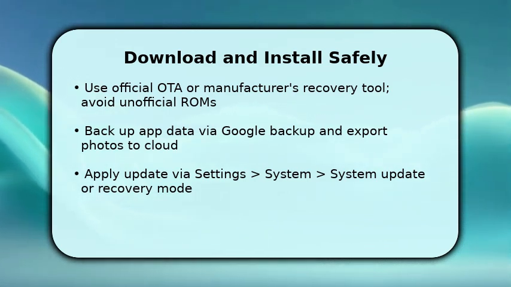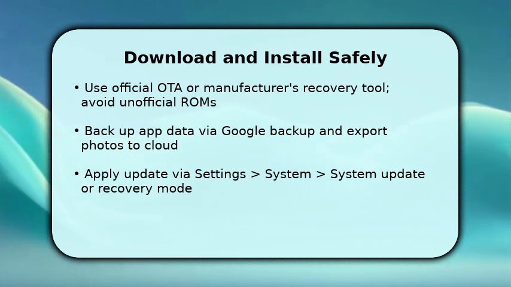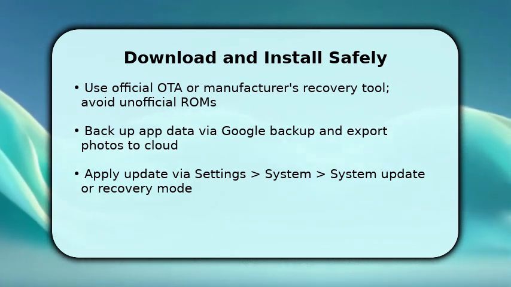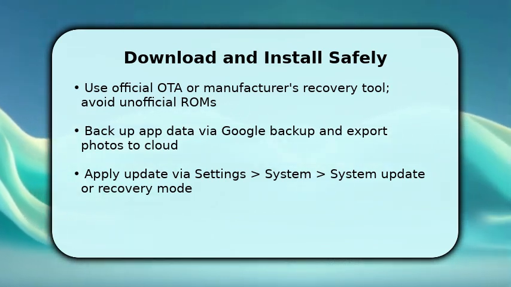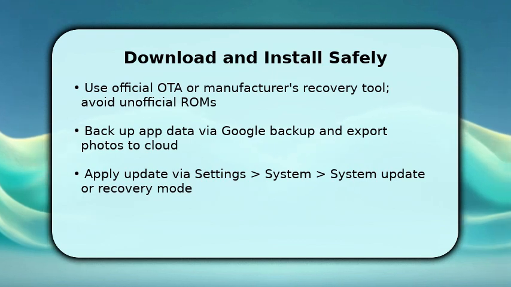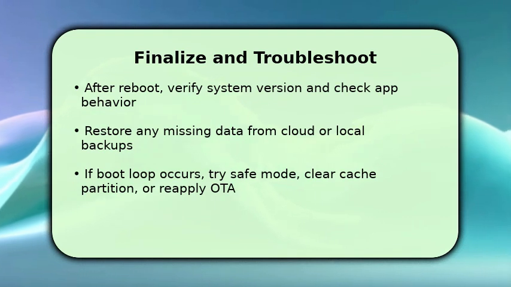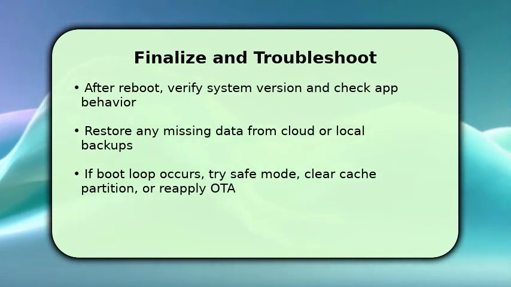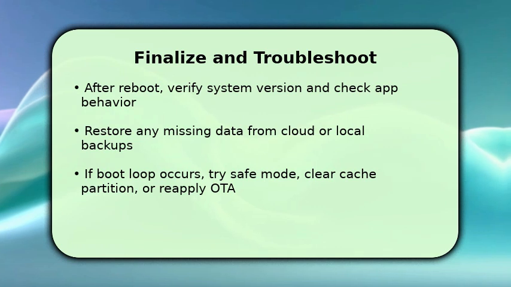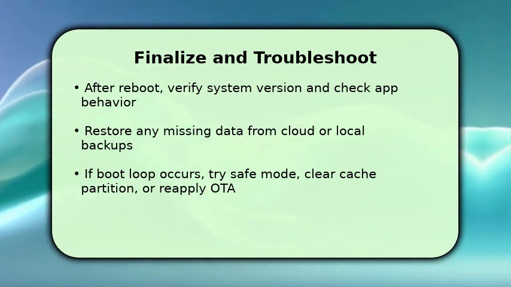Go to Settings, System Update, or use the provided Recovery Update option. Stay connected to power. After the phone restarts, you'll verify the new Android version in About Phone and scan apps for compatibility. This confirms the update applied cleanly. Then restore anything missing from your cloud or local backups and sign back into accounts.